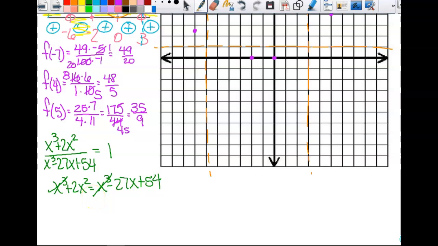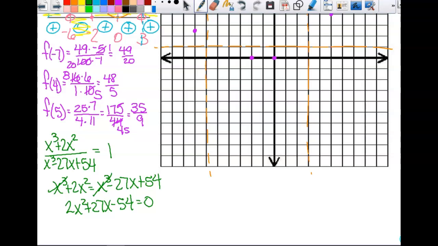I don't have an x squared to cancel that out, which means I'm going to have a quadratic. So I need to set it equal to 0. So I'm going to move everything over to the left. So that gives me 2x squared plus 27x minus 54 equals 0. So at this point, I would factor, but I'm going to tell you this one doesn't factor. That's why this one is an example one and not in an assignment one.